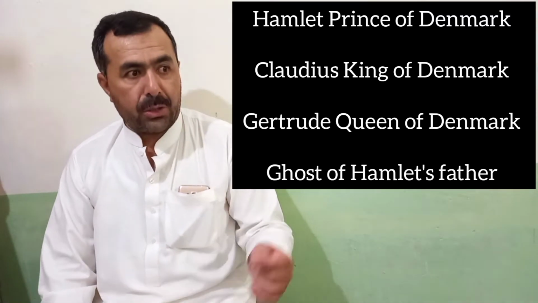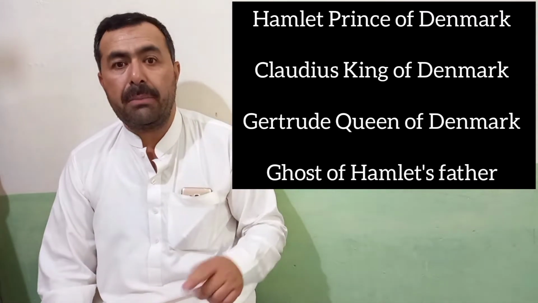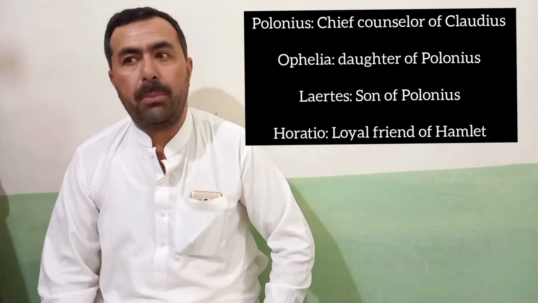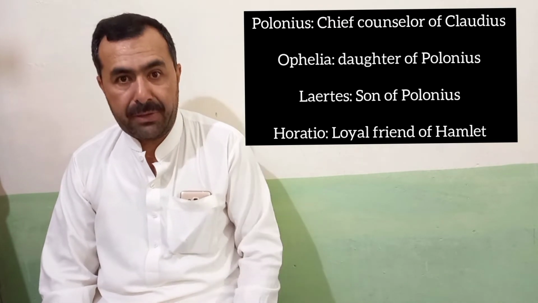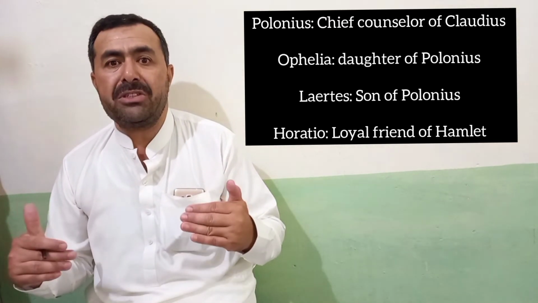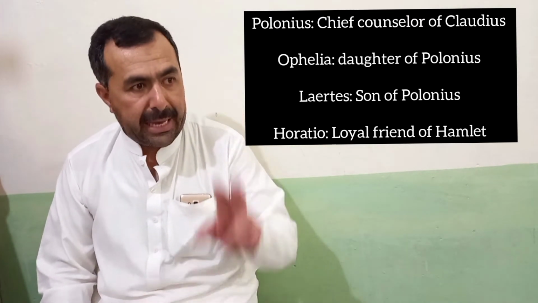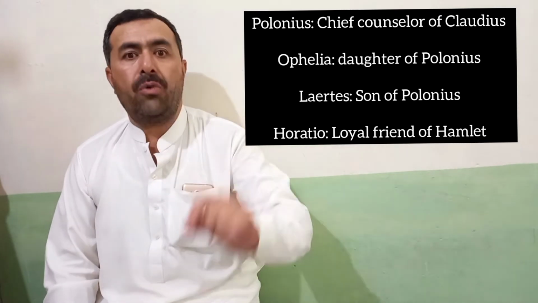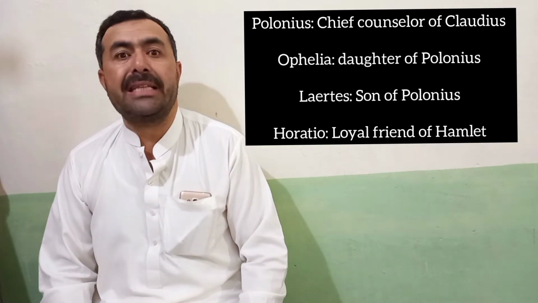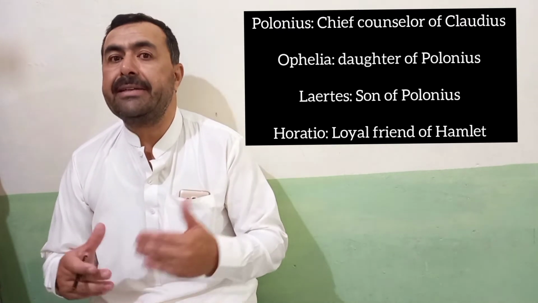Next is the ghost of Hamlet's father, who had been killed. By whom? I'm telling you. Next is Polonius. Polonius is the chief counselor of Claudius, the right hand of him. In each and every situation they talk about different things. He had two children, Ophelia and Laertes. Ophelia is the daughter who is the love interest of Hamlet. To some extent we can say that Hamlet had interest in her.